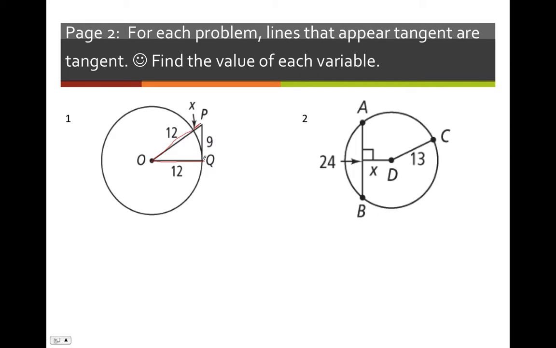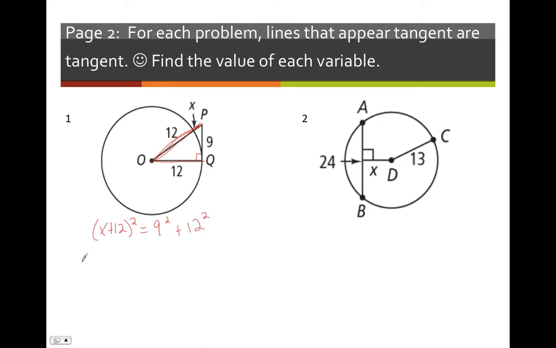Notice that this is a tangent, because we're given that segments that appear tangent are. So you can set this up with the Pythagorean theorem. Your hypotenuse is this length, which is x plus 12 squared, using the Pythagorean theorem, and our legs are 9 squared plus 12 squared.